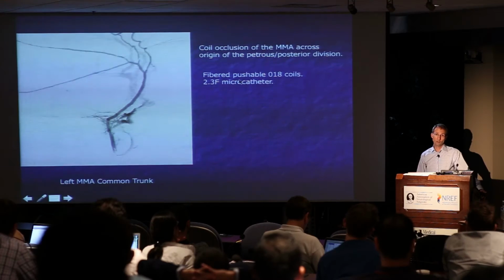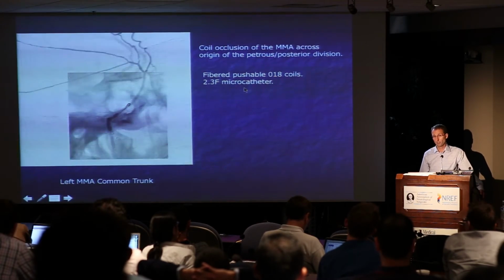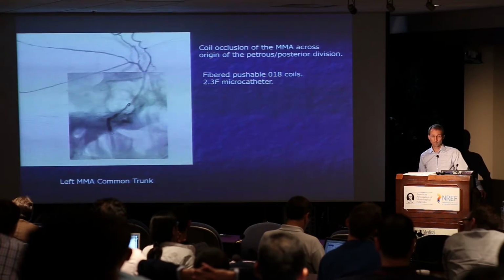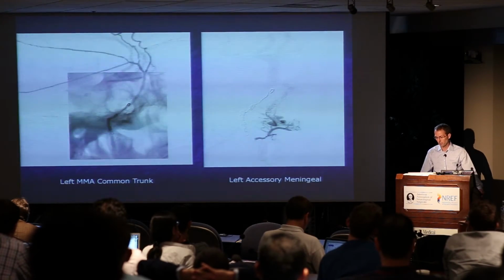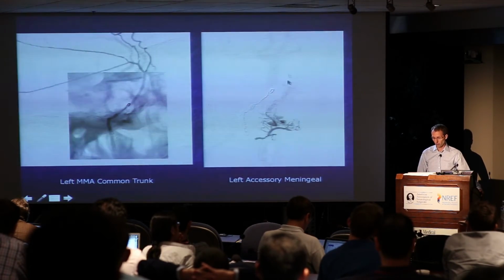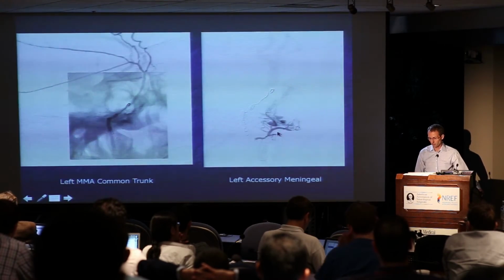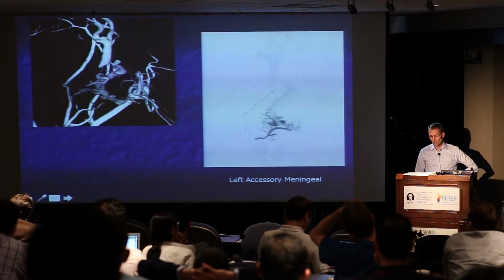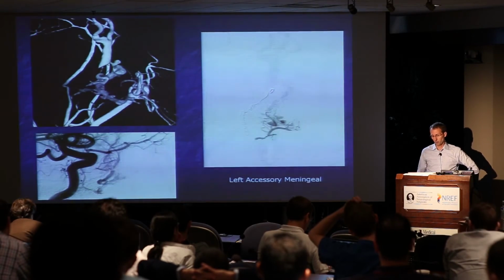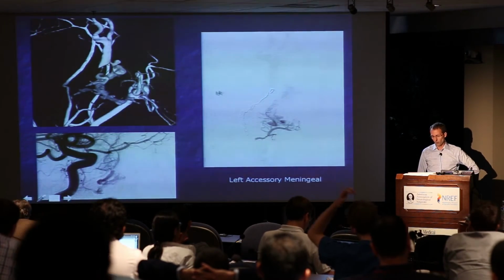So we just simply put a 2.3 French microcatheter. I use a Prowler Plus, among the various ones that you can use. I use it because you don't need to be super elegant for this. You can use inexpensive, fibered, pushable 18 coils. And so we simply coiled off the MMA at that point. And then we went back to the accessory meningeal. Now you can see our coil mass. You can see how close we are actually to the MMA. And we're going to use Onyx from here. Again, before we start with the Onyx, we obviously know where we want to be.